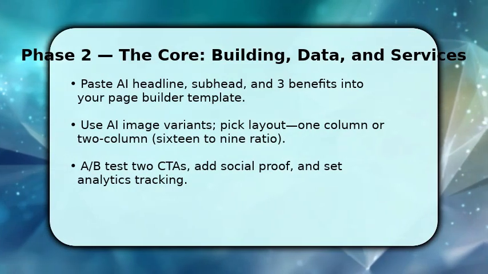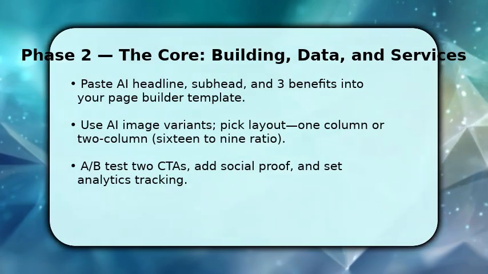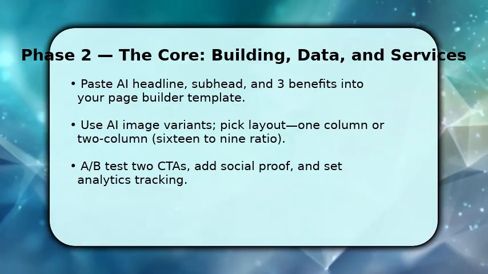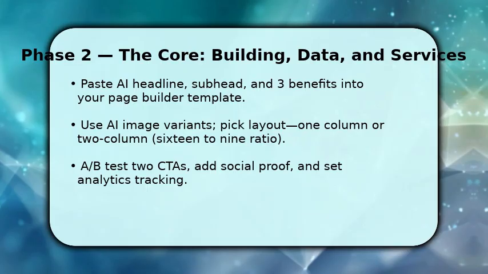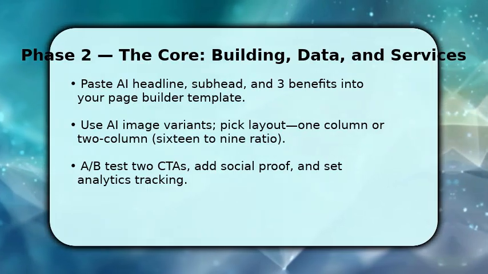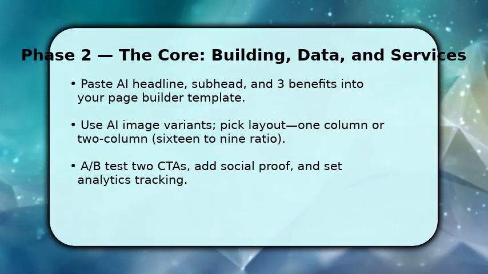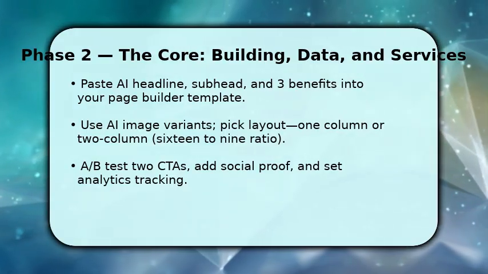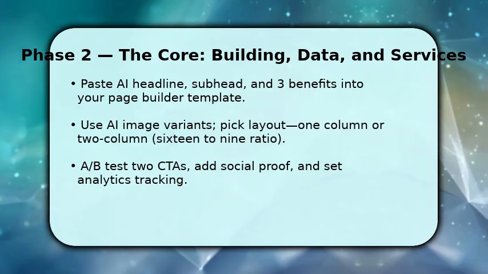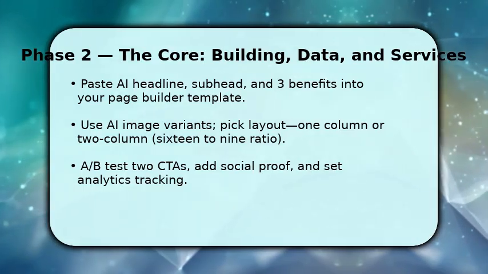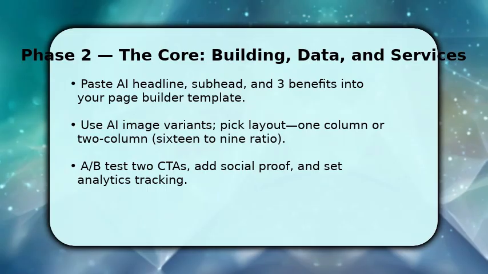Now you assemble the page. Place the AI headline, subhead, and 3 benefit bullets into a clean template. Once done, select a layout, 1 column for focus, 2 column for features, and apply a 16:9 hero crop. Then generate image variants and choose the best contrast to improve scannability. Make sure to write 2 CTA variations and implement simple A/B tests.